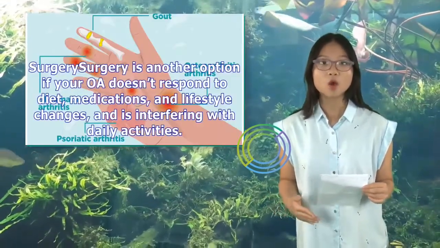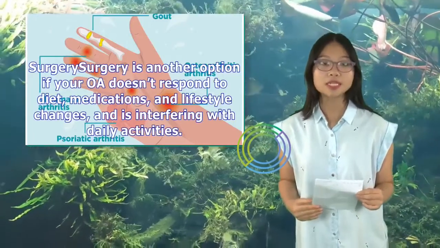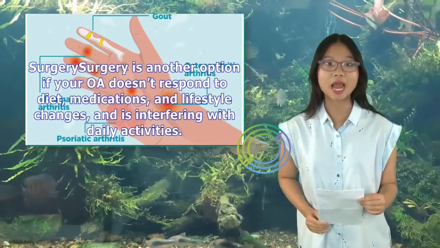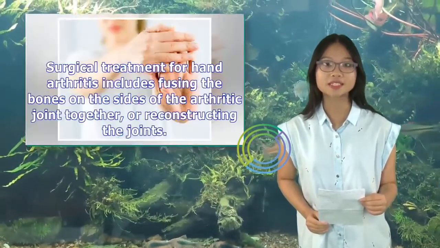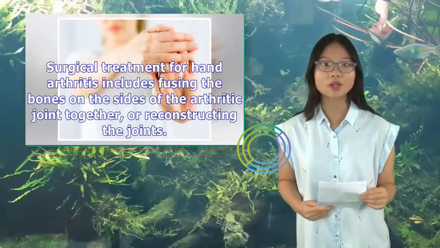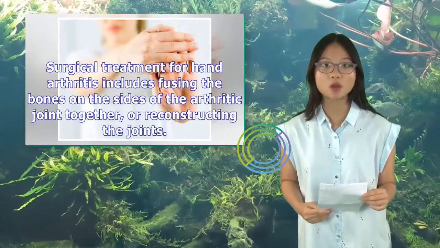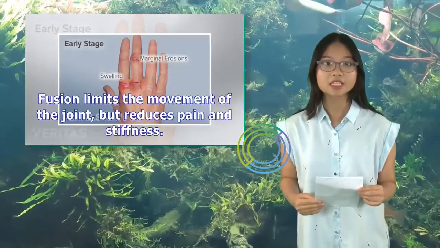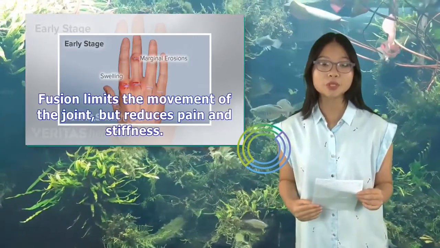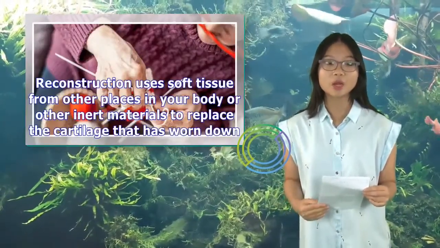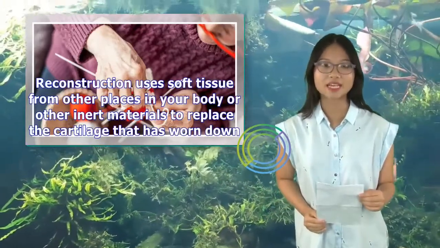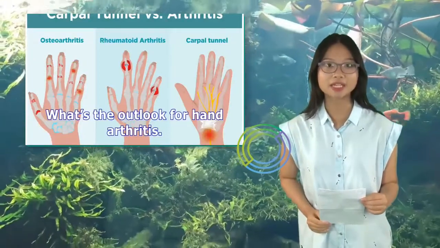Surgery. Surgery is another option if your OA doesn't respond to diet, medications, and lifestyle changes, and is interfering with daily activities. Surgical treatment for hand arthritis includes fusing the bones on the sides of the arthritic joint together, or reconstructing the joints. Fusion limits the movement of the joint, but reduces pain and stiffness. Reconstruction uses soft tissue from other places in your body or other inert materials to replace the cartilage that has worn down. What's the outlook for hand arthritis?